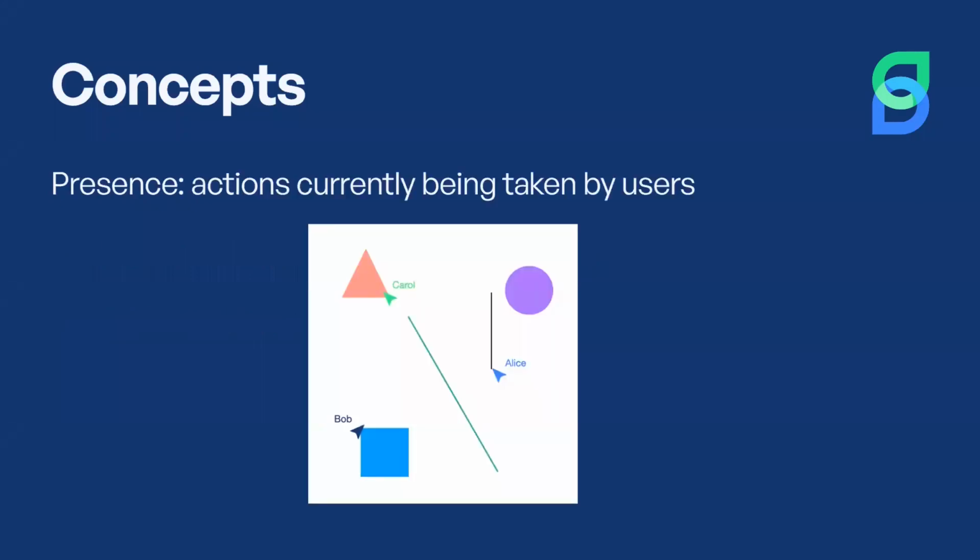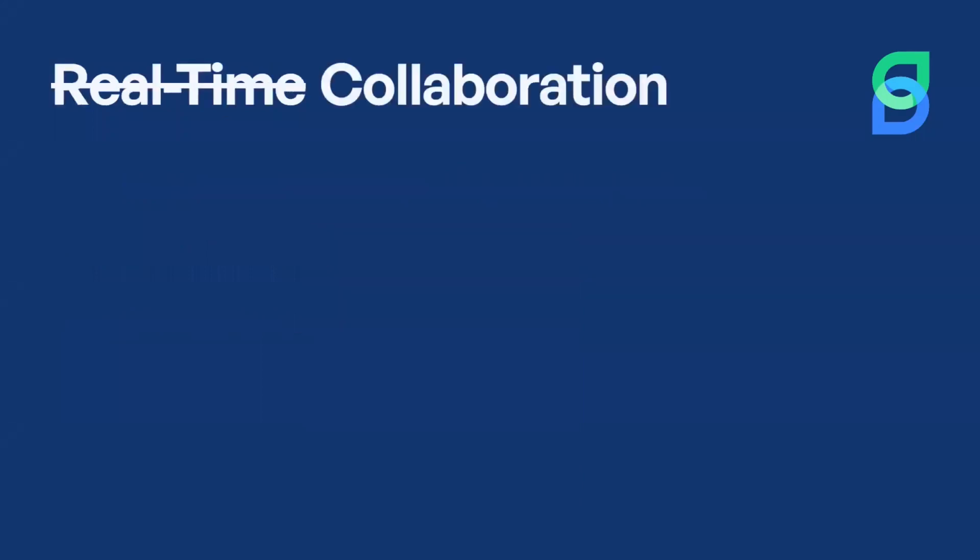That brings us to the third concept, which is presence. Presence represents the action specific users are taking in a room at any given moment. This might be represented by mouse cursors, for example. Seeing what other users are doing in real time makes for a smoother and more meaningful collaborative experience. So that's real-time collaboration in a nutshell.